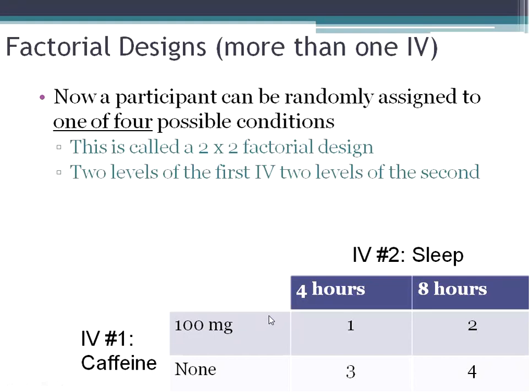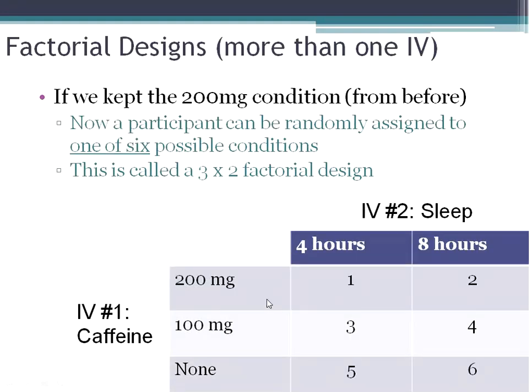Now, we're not limited in the levels of our independent variable, so maybe we're interested in looking at the dosage of the caffeine. So we add a third group, a 200 milligram group, to see if more caffeine leads to a greater improvement. We would call this a 3x2 factorial design, because there are 3 levels within independent variable 1, 2 levels within independent variable 2, and now there are 6 possible conditions that a participant could get randomly assigned into.